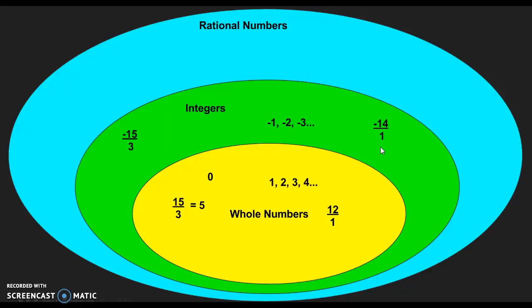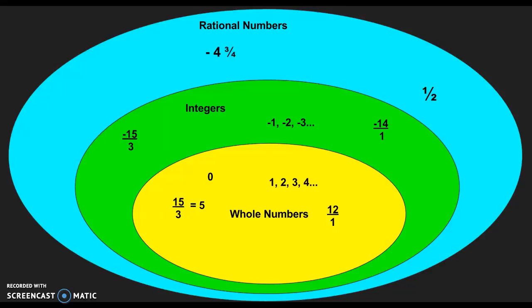Our next group is rational numbers. Rational numbers include fractions. The fraction 1/2 can clearly be seen in the form a over b, where a, the numerator, would be 1, and b, the denominator, would be 2.